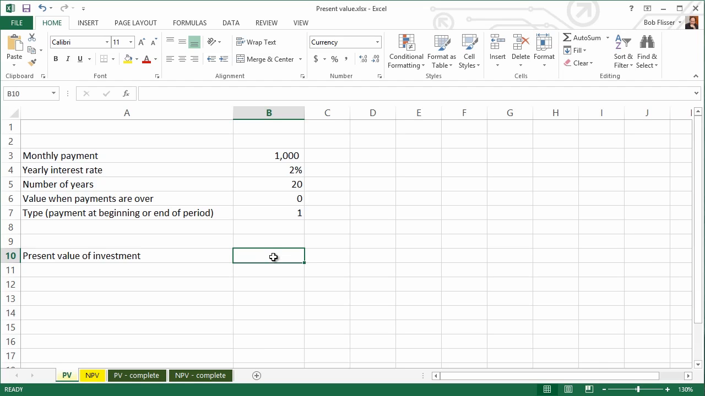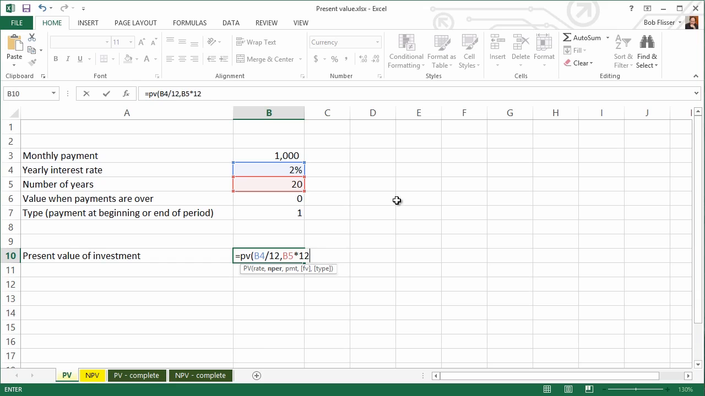So let's make sure we're clicked here in cell B10, and we'll enter the function. Say equals PV, open the parenthesis. So for this exercise, I'm going to assume that this is being done monthly. We have 12 periods in the year. So the rate is 2%, right? That's the yearly interest rate. So I have to divide by 12 to get the monthly interest rate, put in a comma. Now, how many periods do we have? Well, I see here I have number of years, so that's 20 years. I need to multiply that by 12, right?